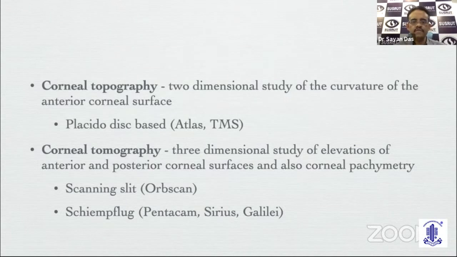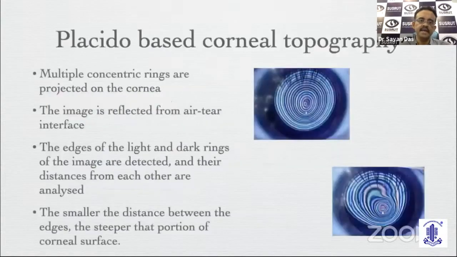While corneal tomography is a three-dimensional study of elevations of the anterior and posterior corneal surface, and being three-dimensional, it also gives us an ability to measure the thickness of the cornea. The most common devices we have for corneal tomography are ORBSCAN, which is a scanning slit beam device, and the Scheimpflug devices like Pentacam, Sirius, and Galilei.